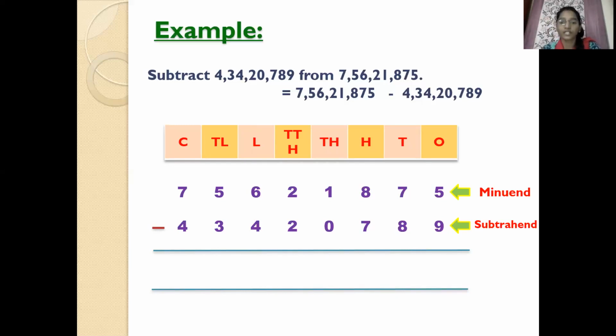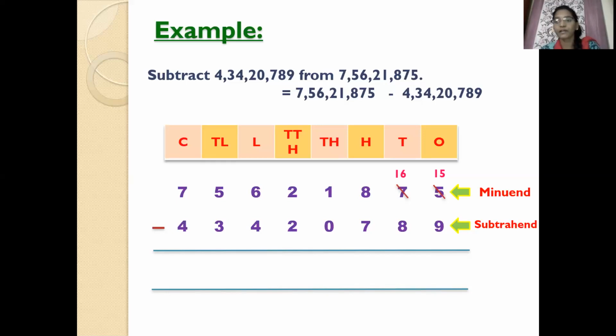You will start subtracting from ones place. Then you will move to the tens place, then to hundreds place, and so on. Let's start subtracting. 5 minus 9 is not possible because 5 is smaller than 9. So 5 will become 15. You're regrouping the numbers here, right? Where did you get that 1 from? From 7. So 7 will become 6.